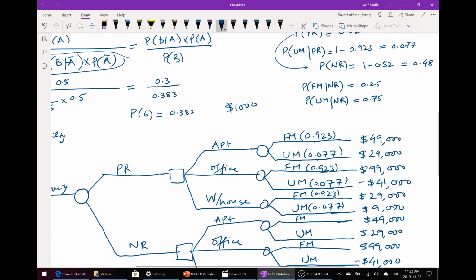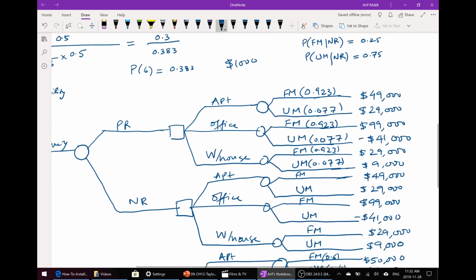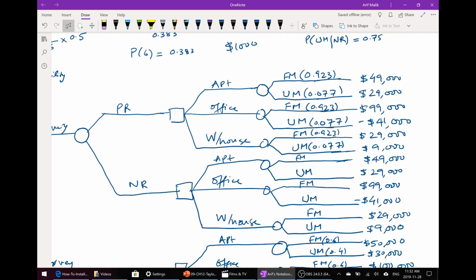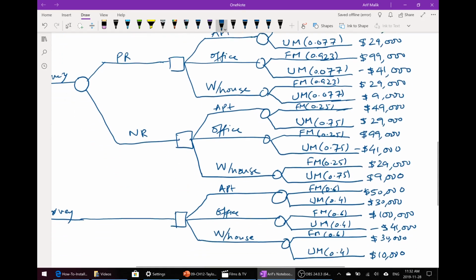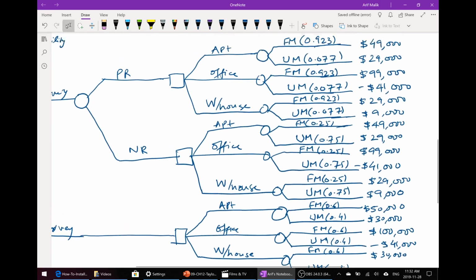So we already have this one: favorable market given the negative report has come is 0.25. This is 0.25 and this is 0.75. 0.25 and 0.75, 0.25 and 0.75. All right. So our decision tree is now completed.